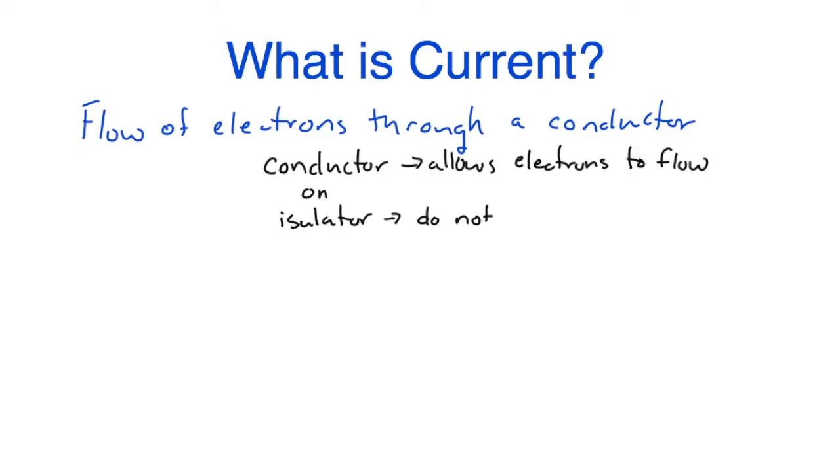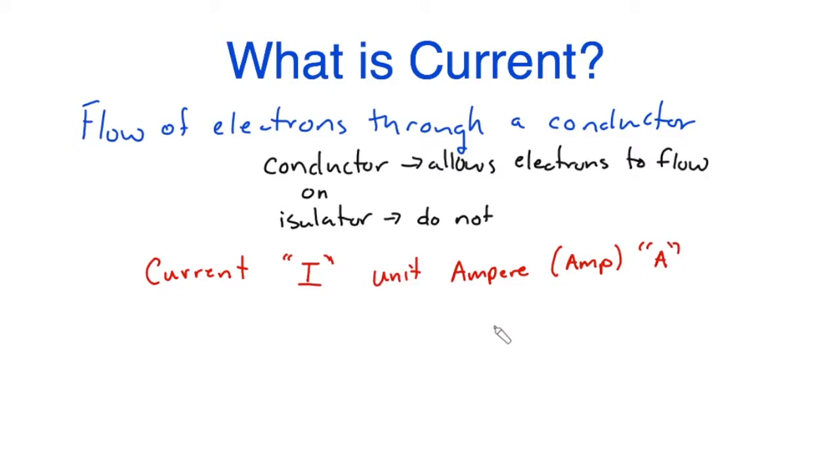The symbol that we're going to use to represent current is capital I. Current has a symbol of capital I and a unit of ampere, or as we just say for short, amp, or capital A. All right, and the way it's shown, there is going to be some sort of circuit where we are going to have electrons flow through that circuit and create a current.